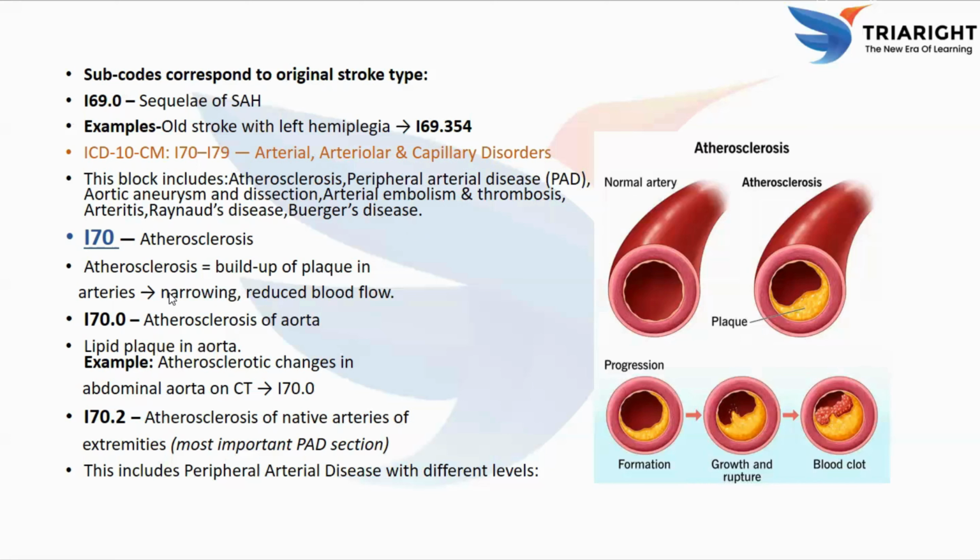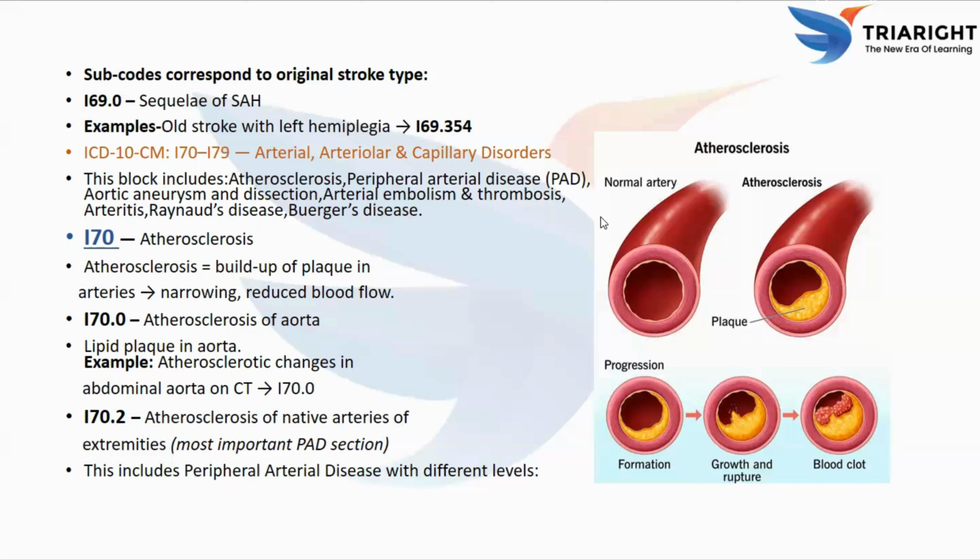So coming to I70, the arteriosclerosis. What do you mean by arteriosclerosis? A buildup of plaque. Formation of plaque inside the arteries is nothing but atherosclerosis. So what does this cause? It causes narrowing, reduced blood flow and sometimes a clot.